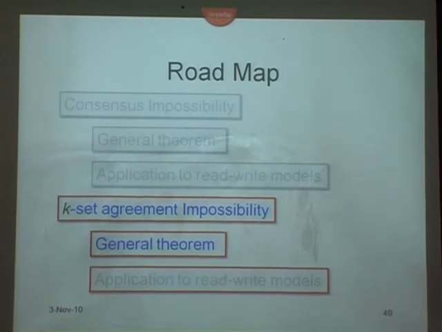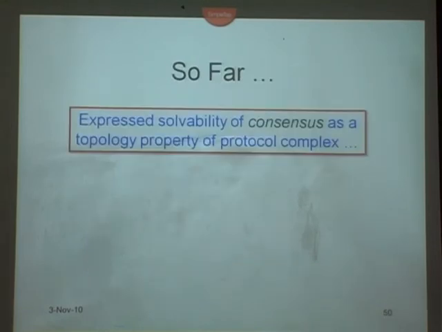OK, so now I'm going to do the same thing for k-set agreement. So we did consensus, which says that everybody has to agree on one value. Now we're going to weaken it and say, well, OK, if you want to agree on no more than k distinct values, that's OK. And that should be easier somehow. It should be more fault tolerant, it should be faster, it should be possible, all these good things.